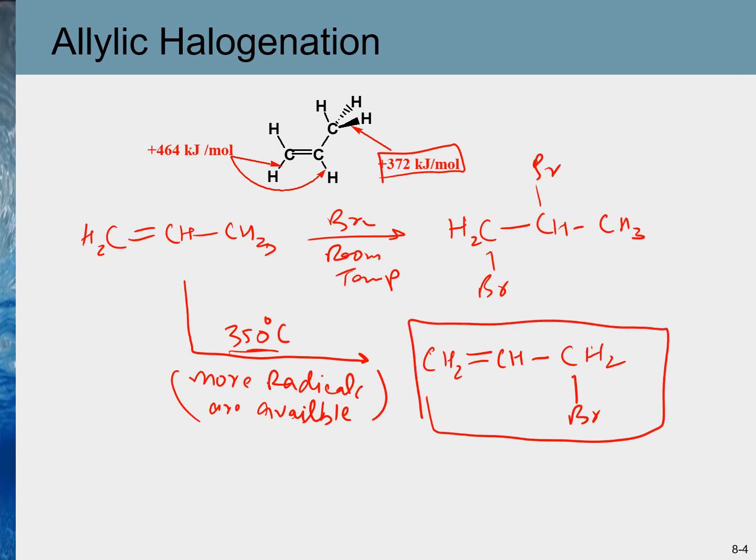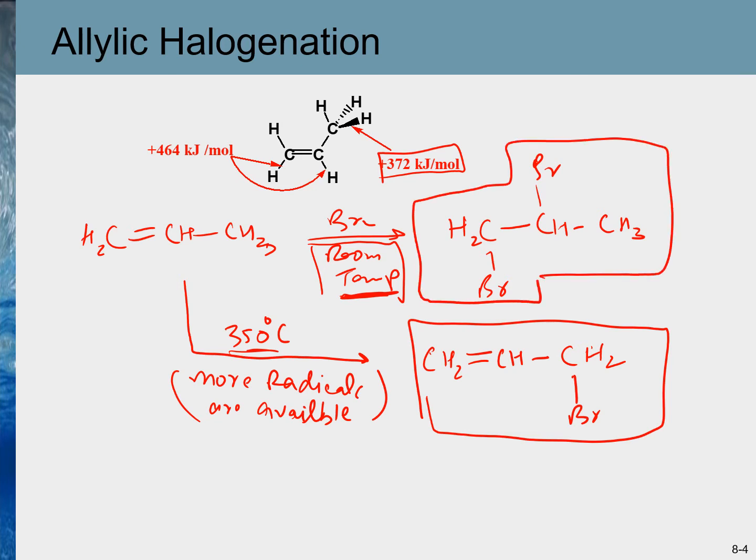However, at room temperature, not enough energy is available. At room temperature, the kinetic energy is not high enough, so these carbon hydrogen bonds are not likely to break, but the pi bond is more likely to break because it doesn't need that much energy. So hence the reaction will be an addition reaction. So by changing the conditions, we can alter the outcome of the reaction.